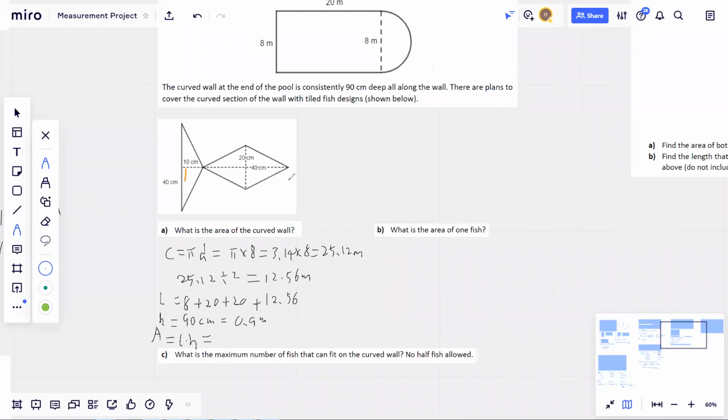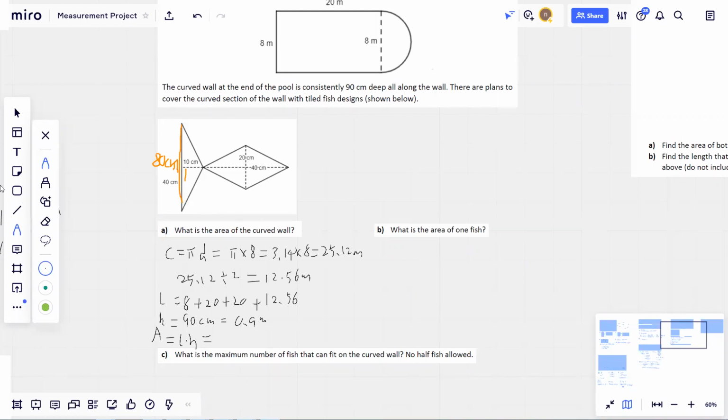So for the first area, this triangle, we need to use the base times by the height. So it tells you this 40 centimeter is, I think, half. So the whole thing will be 8... Oh, sorry, that would be 80 centimeter. Would be this bit. So it's a triangle.